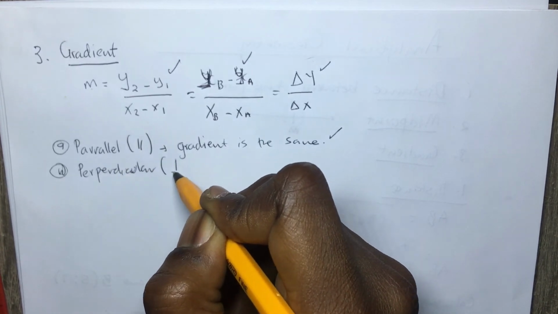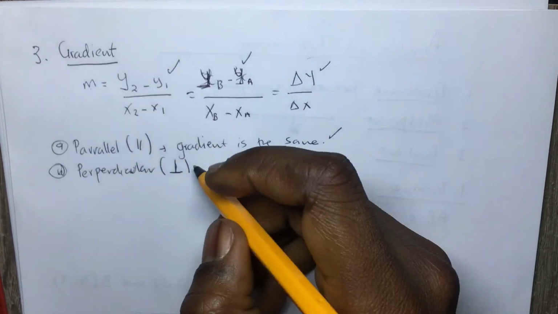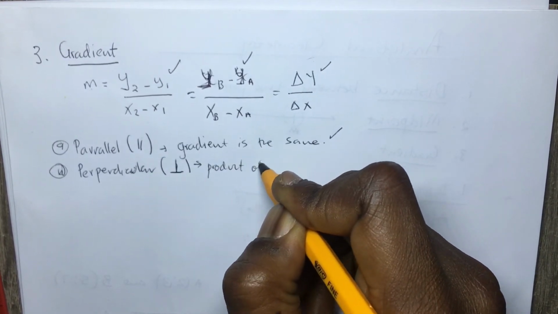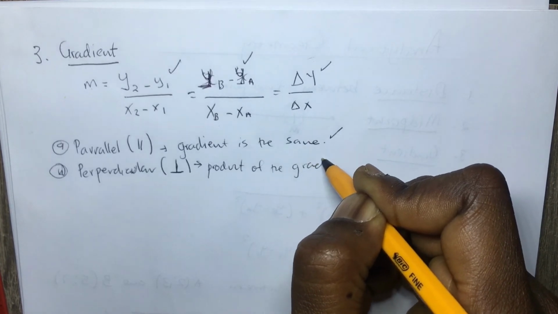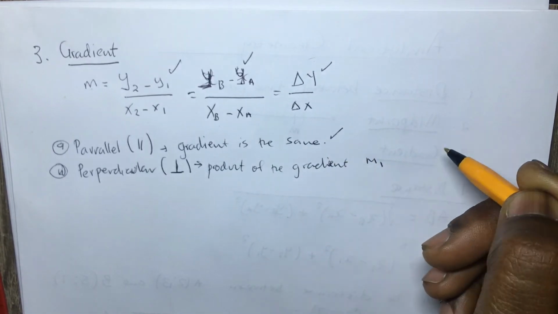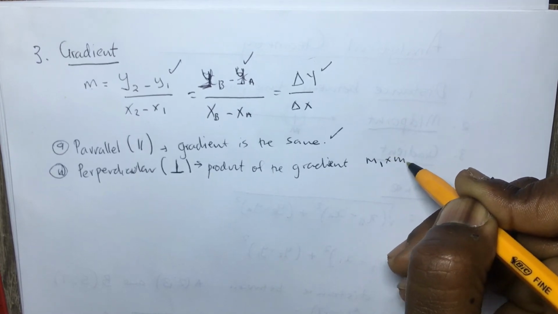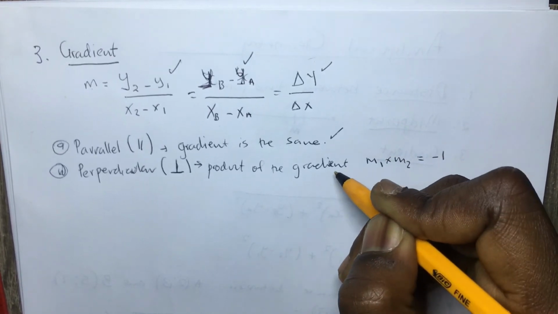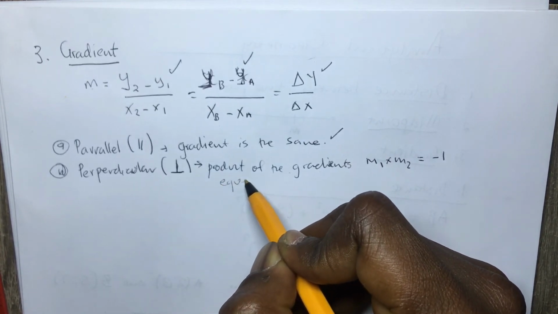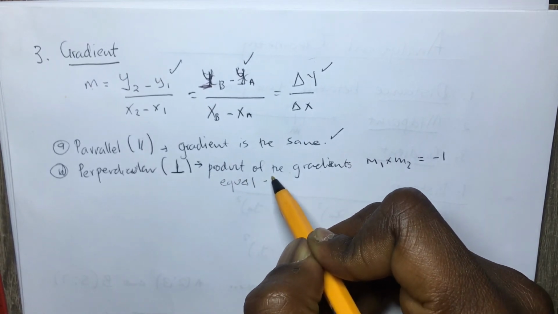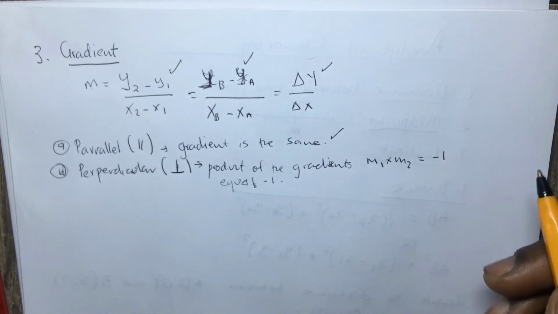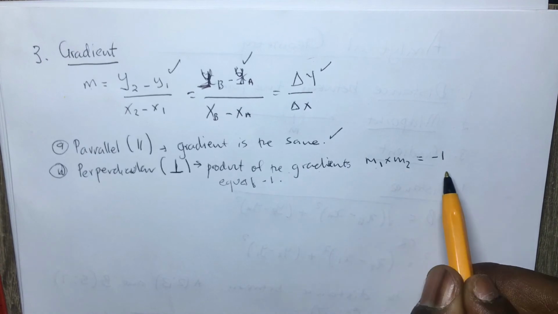If they tell you that lines are perpendicular, meaning they form a right angle, that's the sign for perpendicular. What do you know? That the product of the gradients will give you -1. So maybe they say the gradient of 1 times the gradient of the other line, the product of the gradients equals -1. Do you see it? You get it? I hope you can see it. So when you multiply the two, you must get -1.